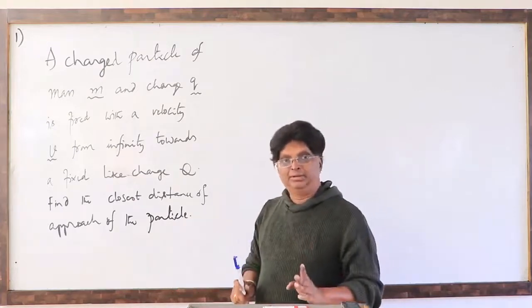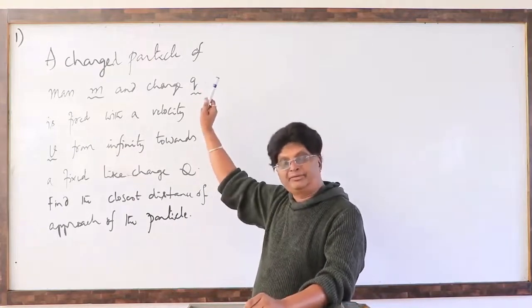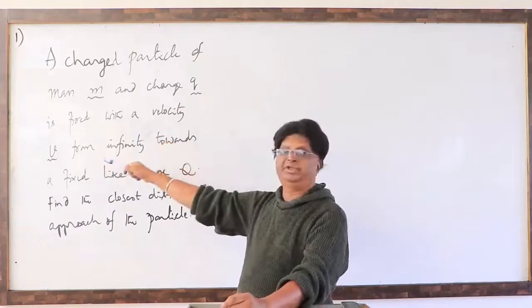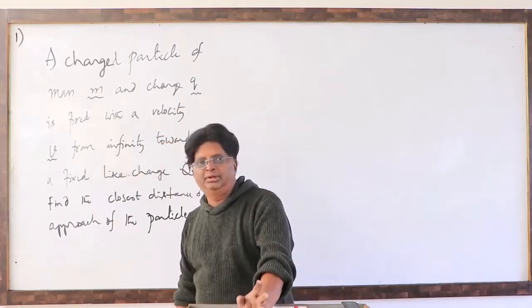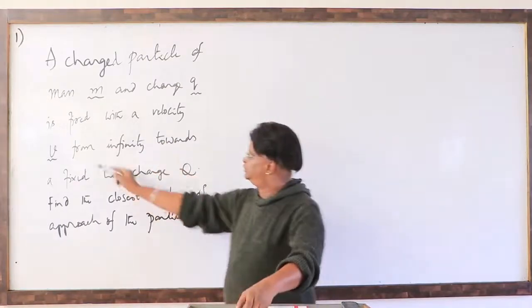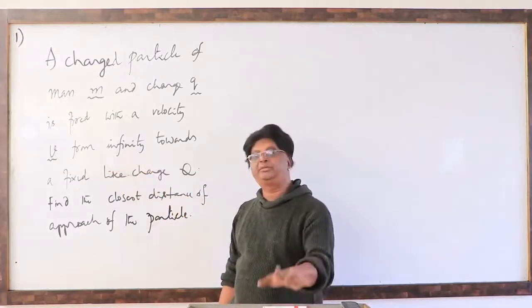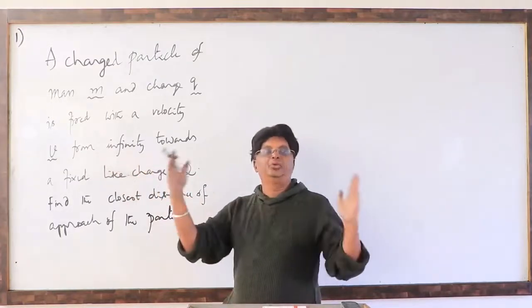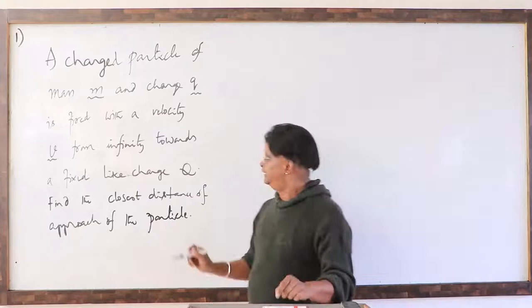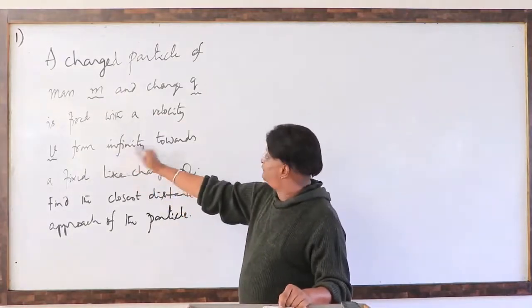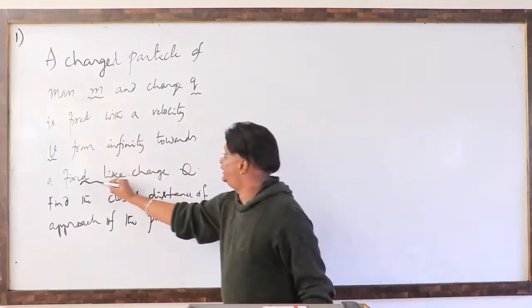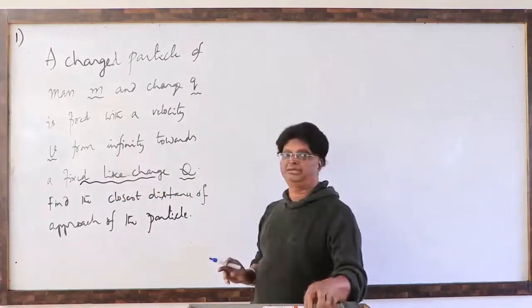A charged particle of mass m and charge q is fired, that is, projected with a velocity v. I am using all the symbols; in later examples we will be given numbers. The particle is fired from infinity. What is meant by infinity? Infinity means there is no interaction between the two charges, therefore there is no question of any energy concept like potential energy. So it is fired with a velocity v from infinity towards a fixed light charge, capital Q. This is one more charge and this is fixed.